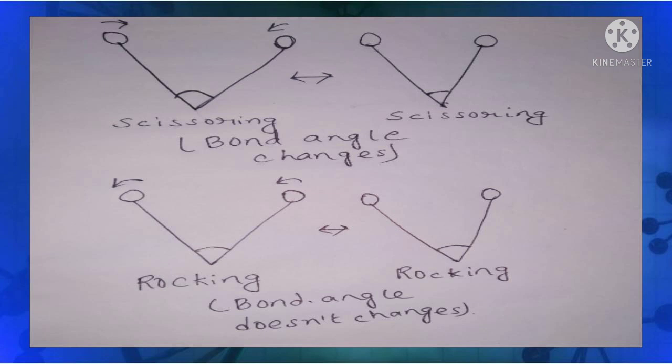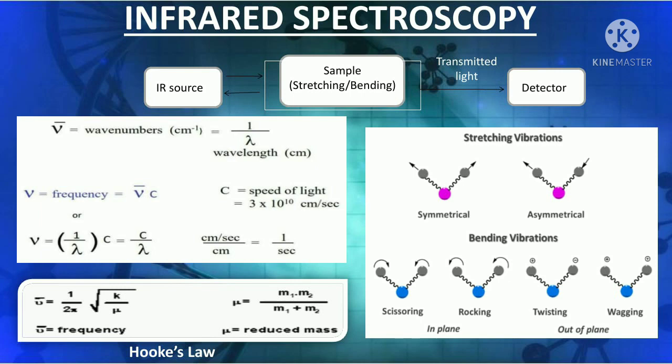But in rocking vibration, you can see that the bond angle is the same and these are moving in the same direction. Well, these were not out of plane, okay? But in twisting and wagging vibrations, you can see that it is moving out of the plane. In twisting, both are moving in opposite directions, but in wagging, both are moving in the same direction.